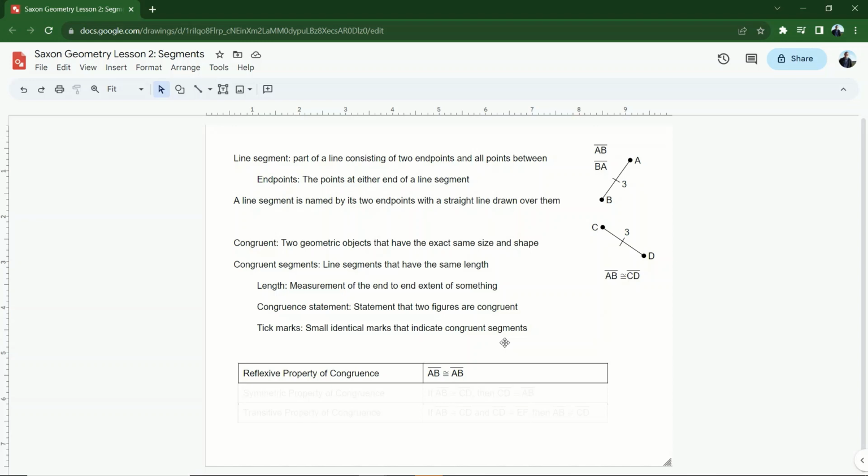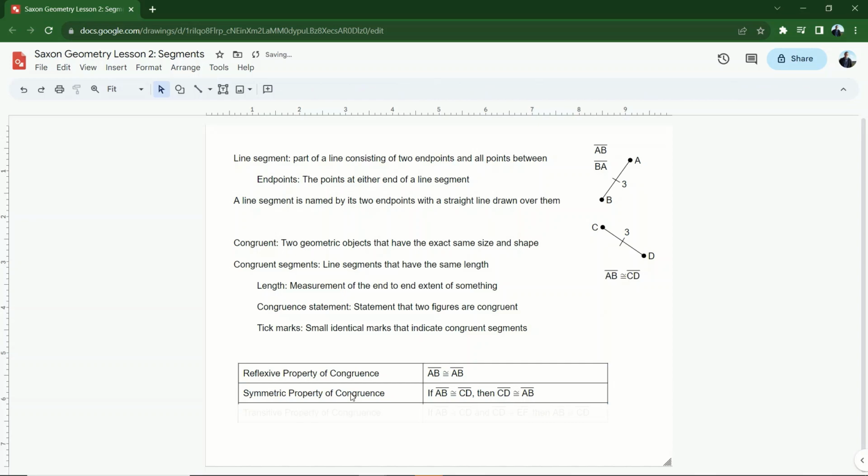Why is a line segment congruent to itself? Well, a line segment is always going to have the same measure as itself, and I guess technically the same shape as itself, but we're not really concerned with shape of line segments because they're all the same shape. So the reflexive property of congruence is that line segment AB is congruent to line segment AB.